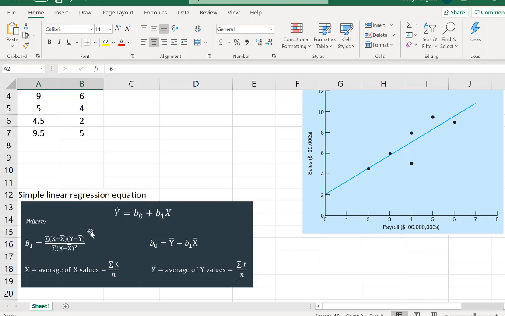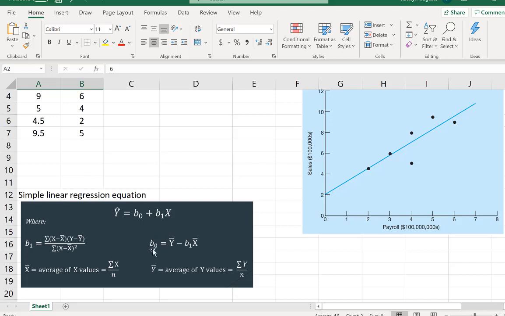Below this equation, we have the equation for b sub 1 and the equation for b naught. Now b sub 1 is the sum of the quantity x minus x bar times the quantity y minus y bar, the sum of all that. Sums are pretty simple to do in Excel. That's why we're using Excel. That is divided by our denominator, the sum of the quantity x minus x bar squared. The bar above our coefficients signifies that it's the average. There are a few different ways that we can do average using Excel, so we're going to take a look at both of those.